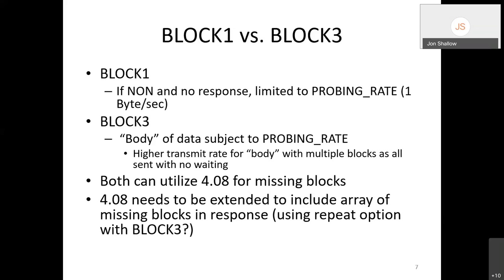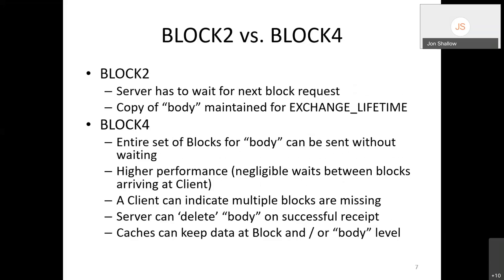Both block one and block three can utilize the 408 missing blocks, the entities-not-complete type stuff, but we need to extend the message in the response of the 408, either with the data body having the array of what's missing, or we just include in the 408 response the fact that we've got block threes and we've seen these blocks and we haven't seen those other type blocks sitting in there. So we're just trying to work out ways of getting around that, and that's what we've loosely documented in the draft text.